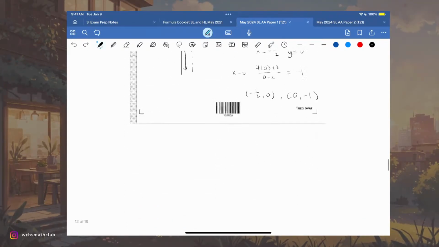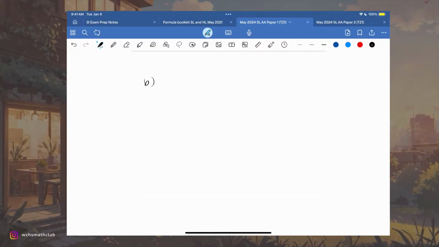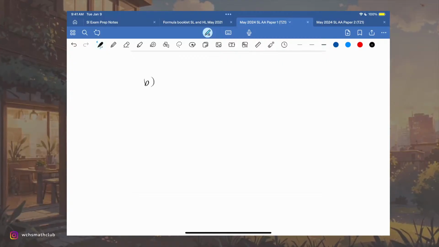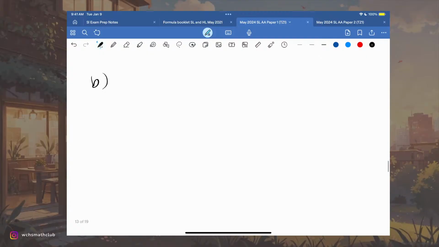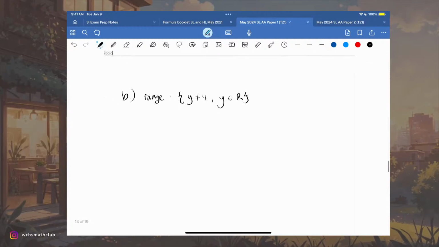Okay, let's move on to part B of this question. Part B asks us, write down the range of f. So for the range here, we know that since there is a horizontal asymptote, the y value will never equal that value, which is 4. So the range is y cannot equal 4, and otherwise y can be any value in the real number set.